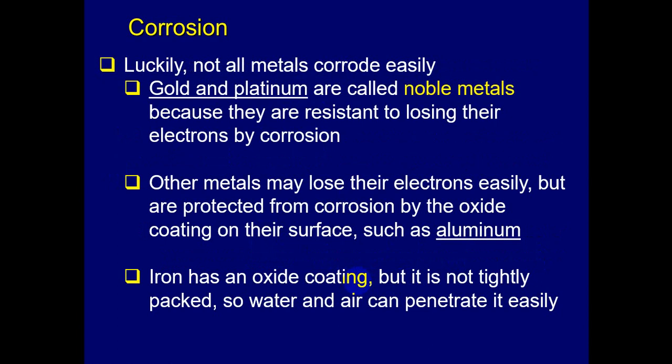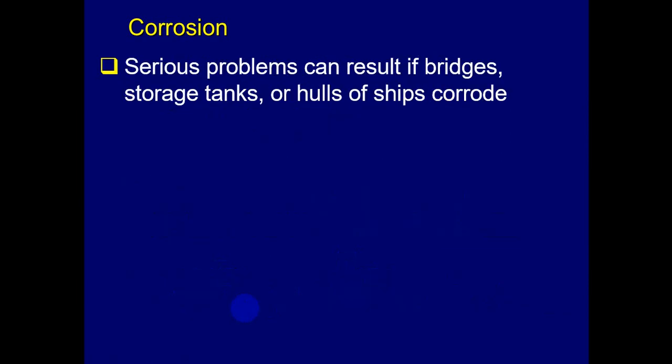Luckily, not all metals corrode easily. Gold and platinum are called noble metals because they are resistant to losing their electrons by corrosion. Other metals may lose their electrons easily, but are protected from corrosion by the oxide coating on their surface, such as aluminium. So when you coat aluminium with oxide coating, it prevents rusting or corrosion. Iron has an oxide coating, but it is not tightly packed, so water and air can penetrate it easily.